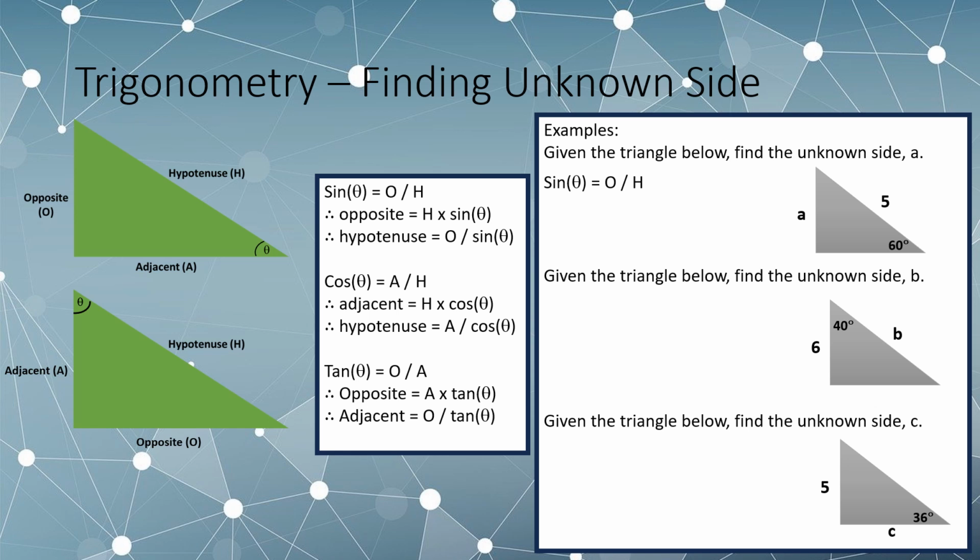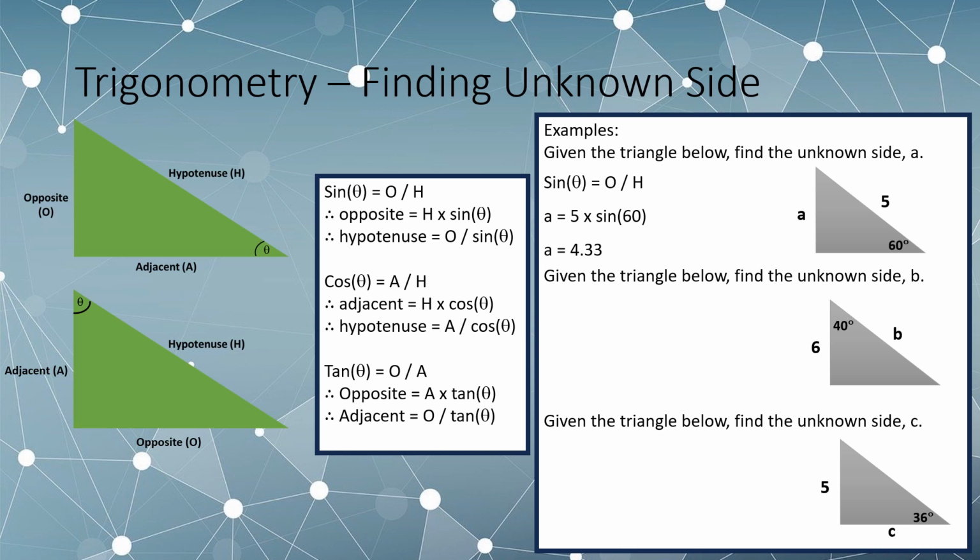Therefore, our A will be equal to 5 times sine 60, because we substitute in our angle for the theta and 5 for our hypotenuse. Putting this in your calculator, and you should notice a sine function on your calculator, you will get A is equal to 4.33. Now there are no units on this one, so we don't need to include any units in our answer. Our next example asks us to find B, the unknown side in the triangle below.